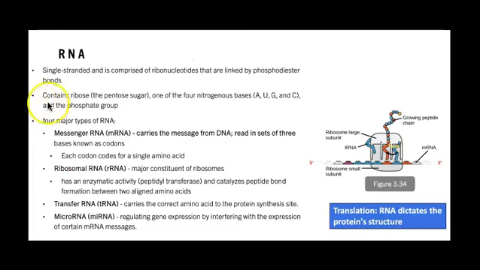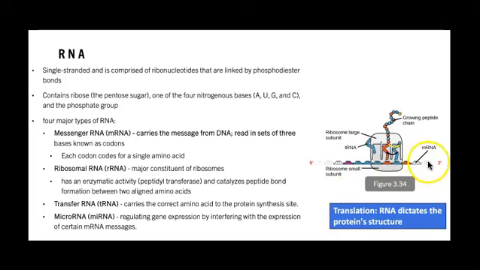And just to reiterate the structure we talked about a couple slides ago, we'll have the ribose pentose sugar attached to the phosphate group to create the backbone, and then we'll have the nitrogenous bases along that strand. We do have 4 different types of RNA. I mentioned mRNA already, and this is carrying the message from DNA, essentially the genetic information from DNA as a temporary strand. And we read this as sets of 3 bases, which we call codons.